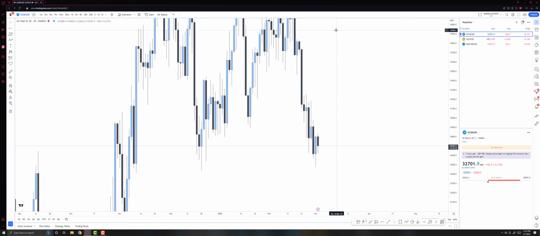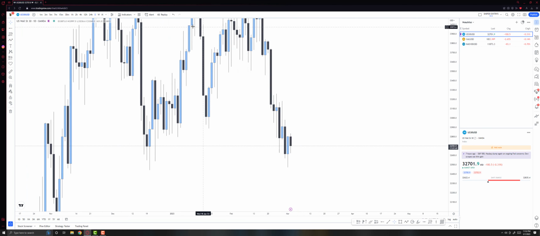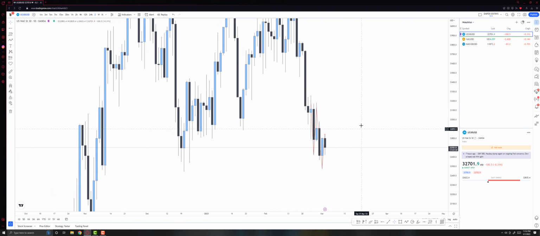For example, here in US30, we have lower highs and lower lows. The last thing the market did was a lower low, lower high, lower low, and lower high. So we are literally creating lower highs and lower lows. So the daily is in a downtrend.